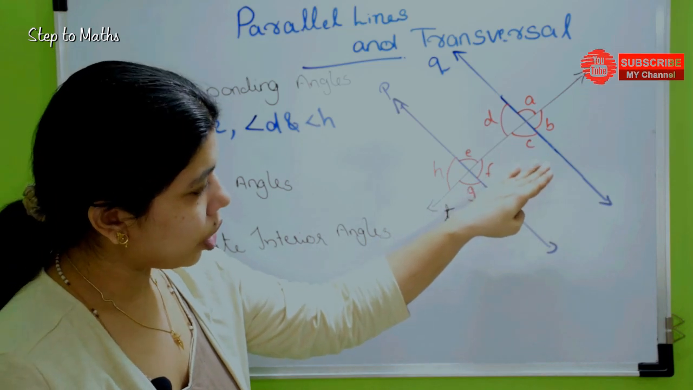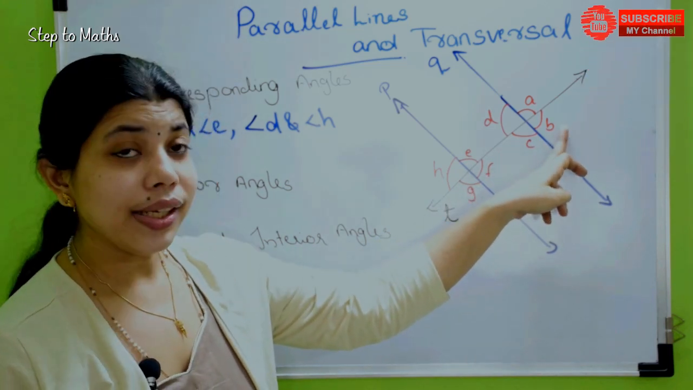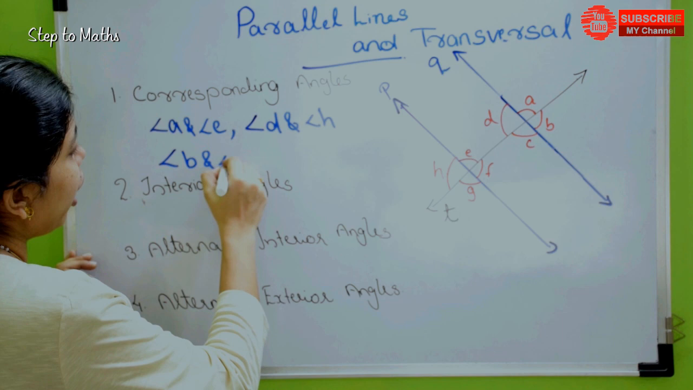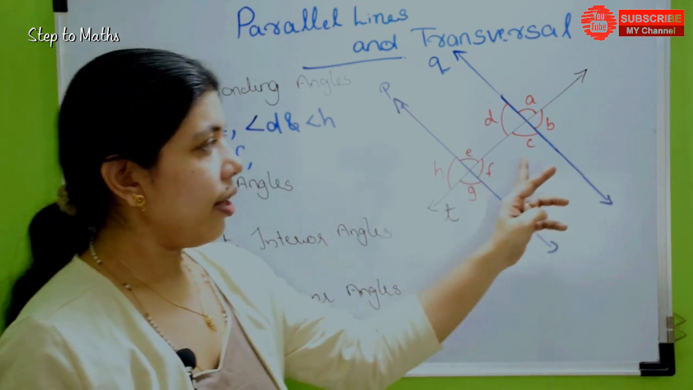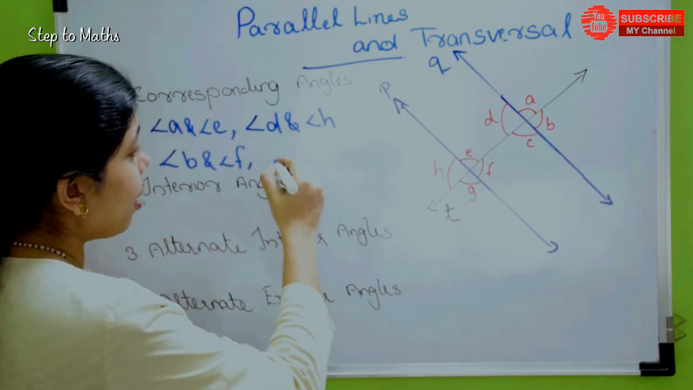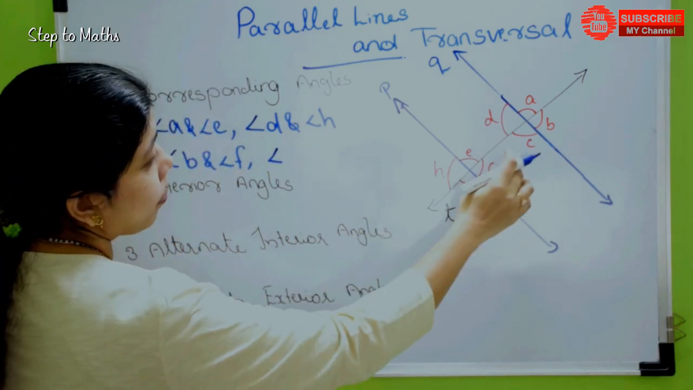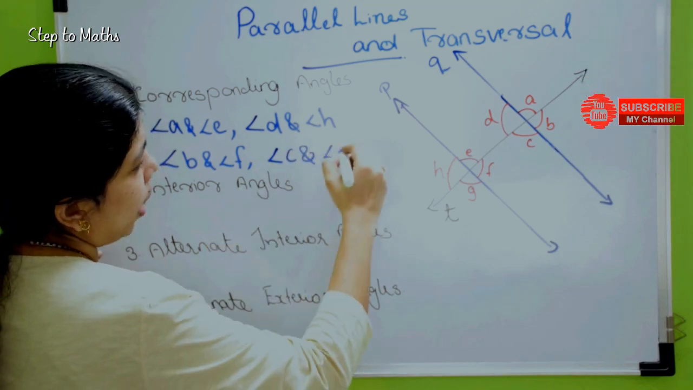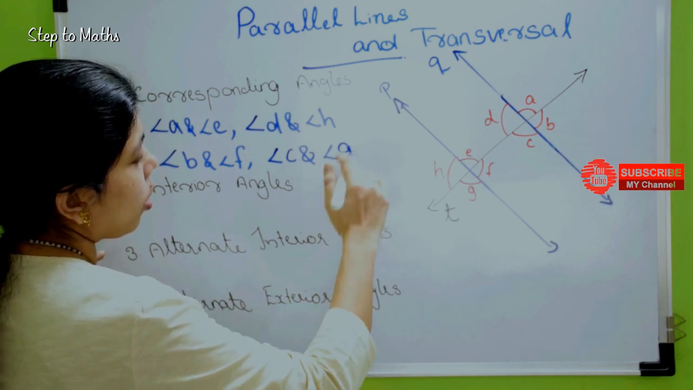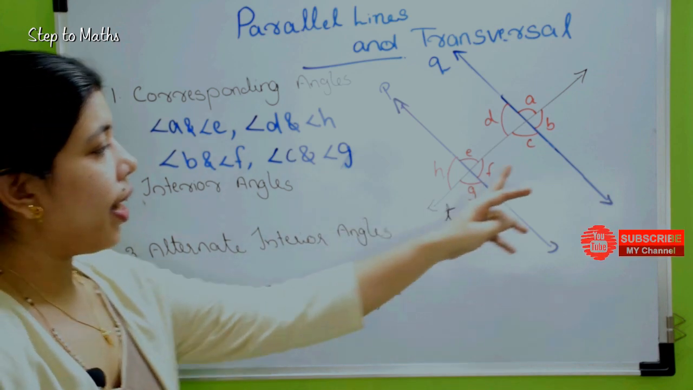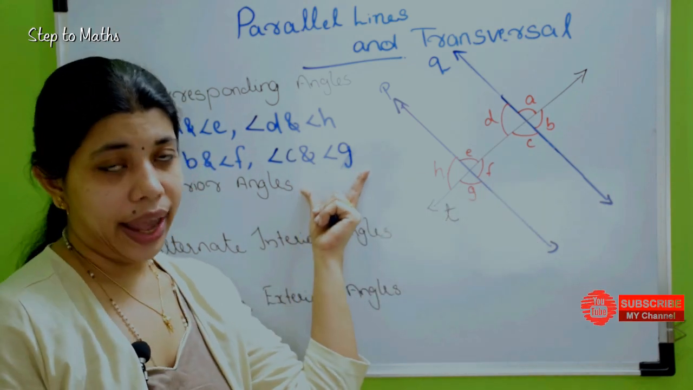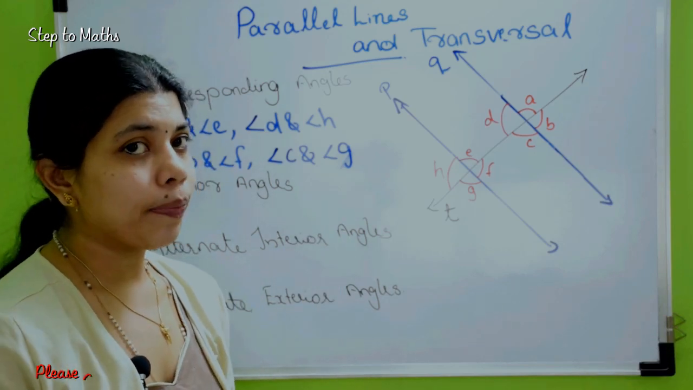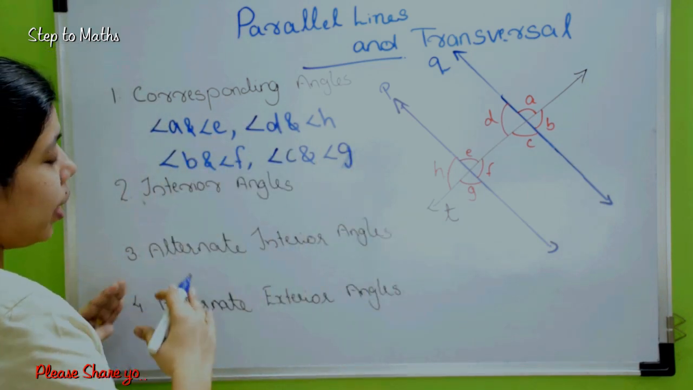In the same way, on this side, angle B and angle F are the third pair, and angle C and angle G are the fourth pair of corresponding angles. Is it clear how we can identify the corresponding angles? Okay. Now move to the next.